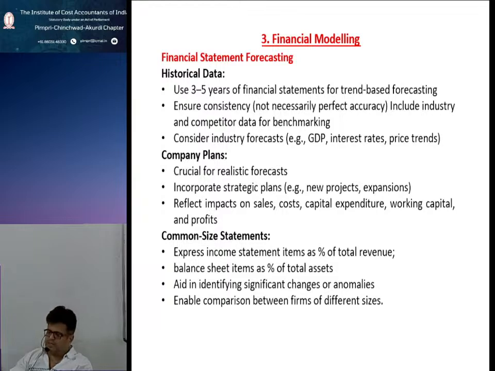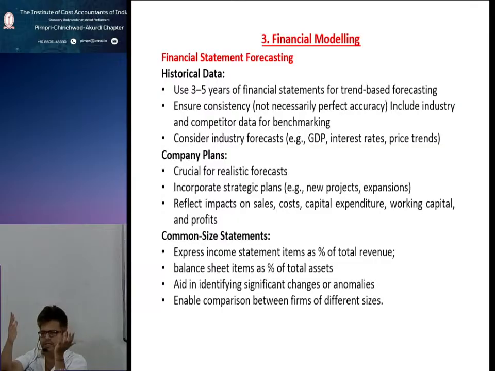This common size statement in a way helps in identifying significant changes or anomalies in various income statement items and balance sheet items also, because in a way it establishes the relationship with the revenue in case of income statement items and with the assets in case of balance sheet items. Thus, common size statements help in identifying significant changes or anomalies. So, in a way, a comparative statement is also prepared. At the same time, vertical comparison is also done with the respective line items.